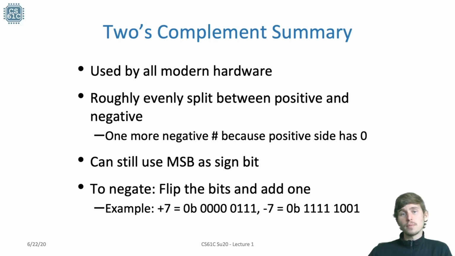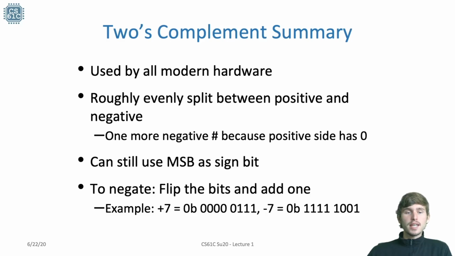Some other reasons why we use 2's complement: it is used by all modern hardware. It's nice because it's roughly evenly split between the positive and negative values, though we do have one more negative value because we claim that we have a positive 0. So that's a benefit, kind of. We can also use the most significant bit as the sign bit, which is also really nice. Say you want to quickly tell: is this number positive, is this number negative? 2's complement makes it super easy.